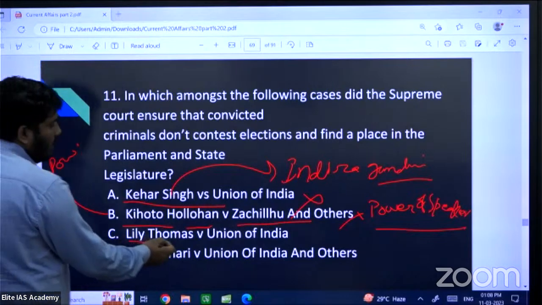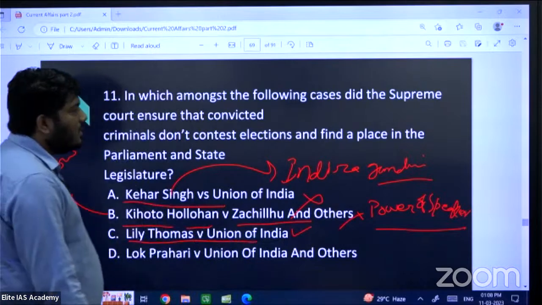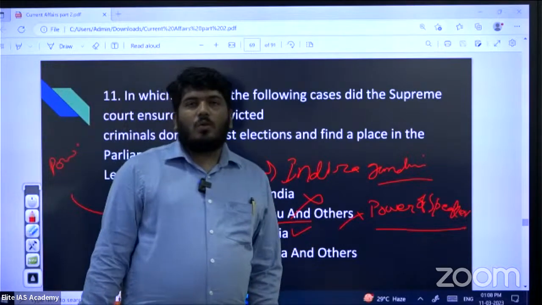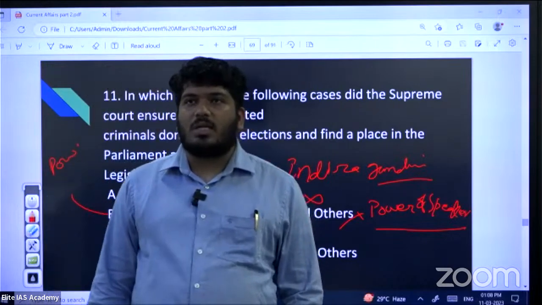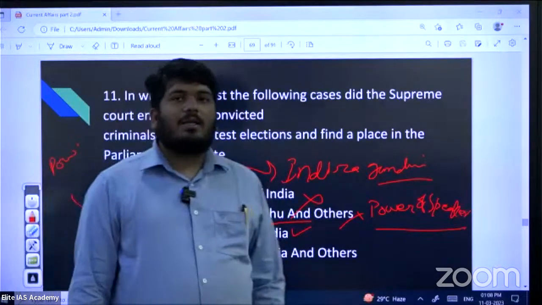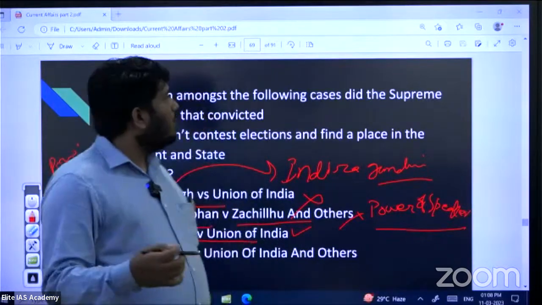Again, Lily Thomas versus Union of India. This is the correct one. In this case, the Supreme Court has stated that anyone who is a convicted criminal will not contest elections and he has to immediately resign from his post. That is, if he is convicted for 2 years, he has to immediately resign from his post.